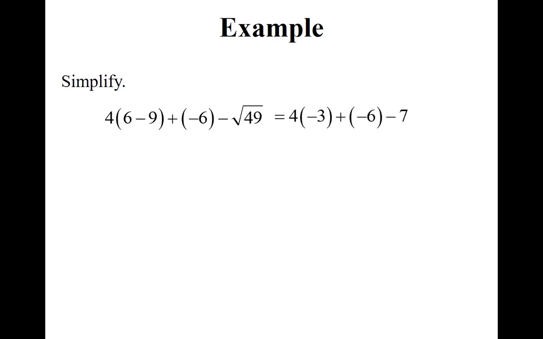We could also work inside the parentheses. 6 minus 9 is -3. We have multiplication, we have addition, we have subtraction. Order of operations says multiplication comes first. So 4 times -3 is -12. Now it's all addition and subtraction, so we go from left to right. -12 plus -6 is -18. -18 minus 7 gives us -25.